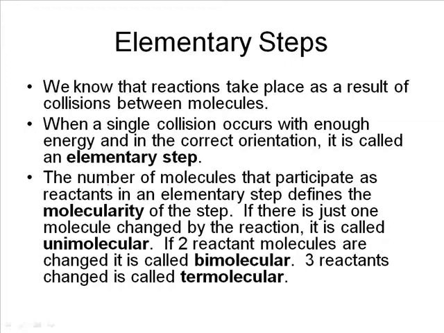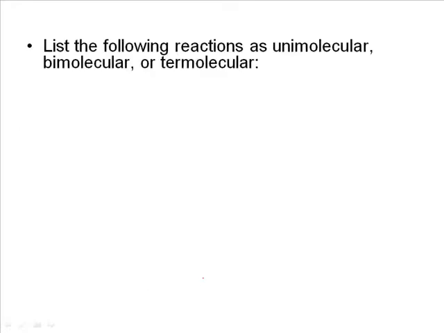The number of molecules that participate as reactants in an elementary step defines what's called the molecularity of the step. If just one molecule is changed by the reaction, we call it unimolecular. If two reactant molecules are changed, it'd be bimolecular. And if you actually happen to have three things hit and change at the same time, which is very unlikely, it would be called termolecular.